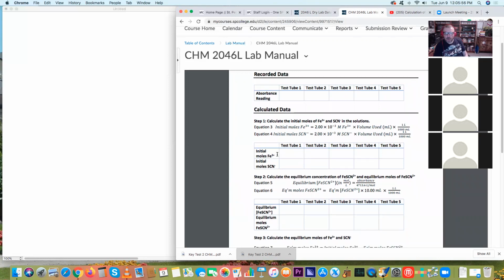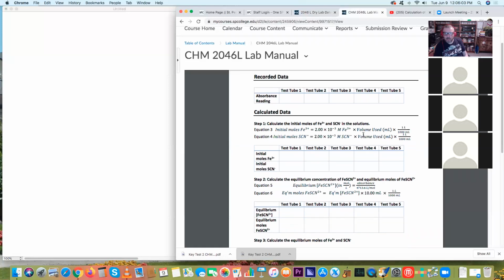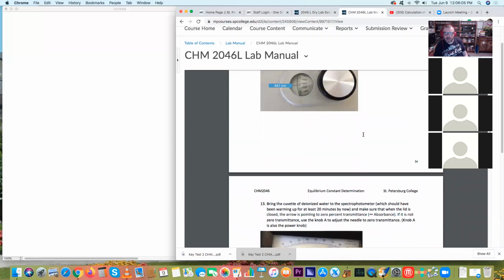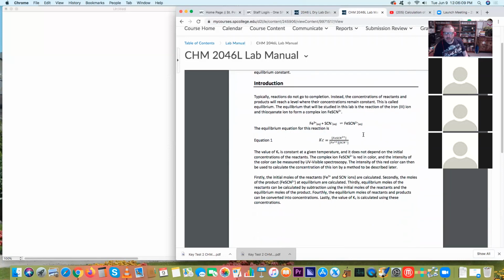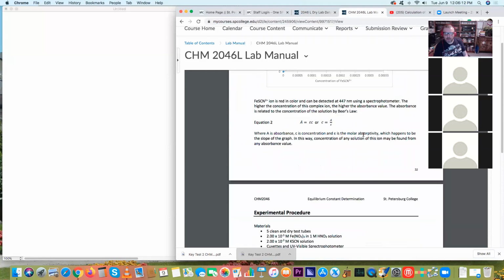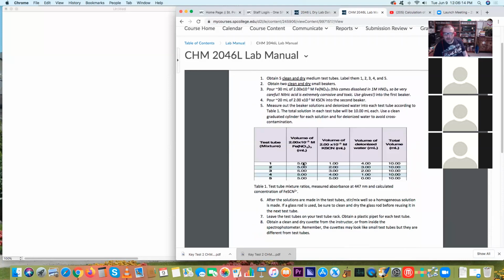Now, for the initial moles of anything, I've got the calculations up here. The volumes used are off this table. That was another mistake that I saw one person make: they were using 10 mils as the volume, but that's just the total volume of solution. These are the volumes you're using in that step, the volume of iron and the volume of SCN. Does anybody have any questions so far?